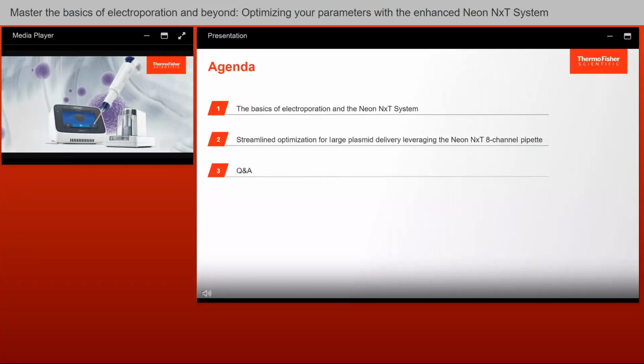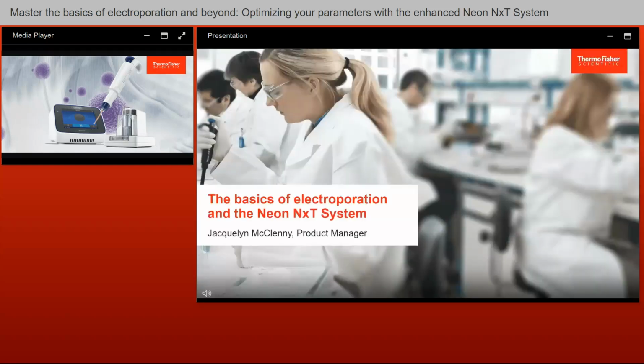Today, we're going to be reviewing the basics of electroporation and the Neon NxT system, as well as streamlined optimization for large plasmid delivery, leveraging the Neon NxT 8-channel pipette. And then we'll wrap up with some Q&A. So first off, I will start with the basics of electroporation and the Neon NxT system.